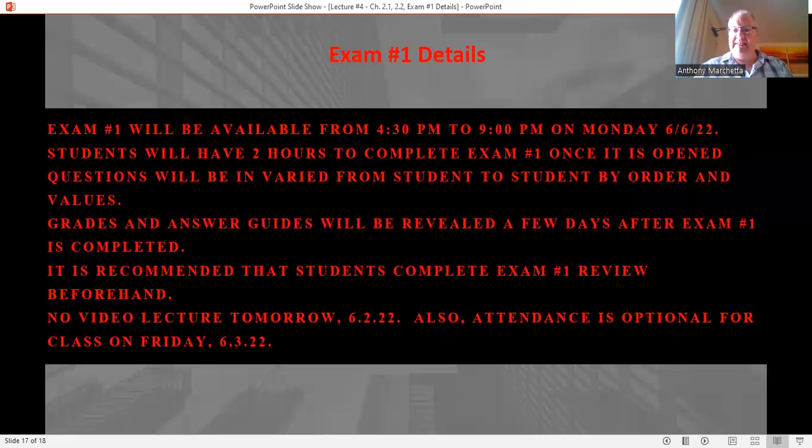Here are the details about the exam you need to be aware of. Exam number 1 will be available at 4:30 on Monday. It will be there until 9 o'clock, but you will only have 2 hours to do it from the moment you opened it. In other words, you should start at 4:30, but if you need to, you can start at 5 or even 6 or even 7. But if you start past 7, you're going to get it cut at 9, and you should have 2 hours to do it. So try to make sure you start before 7.